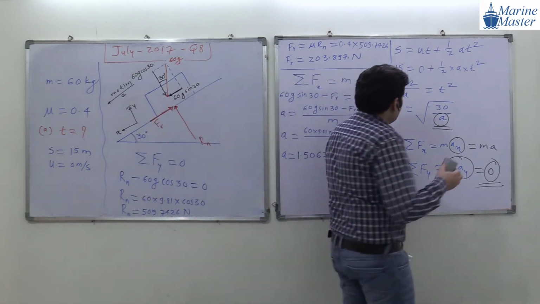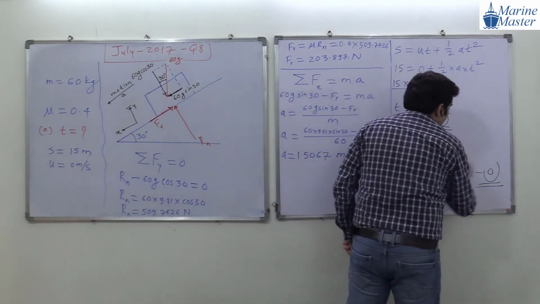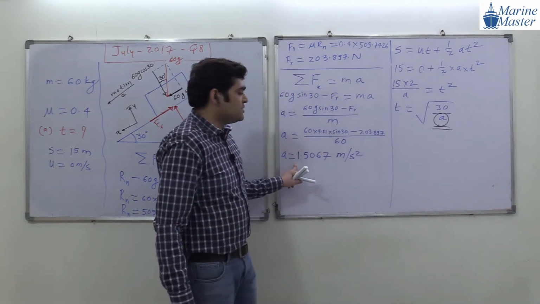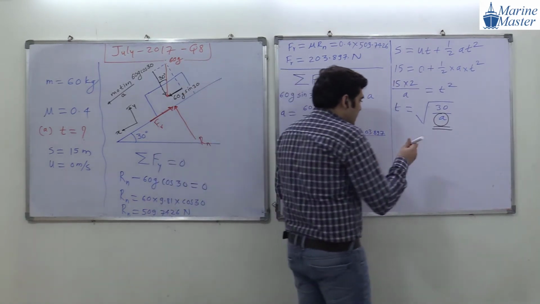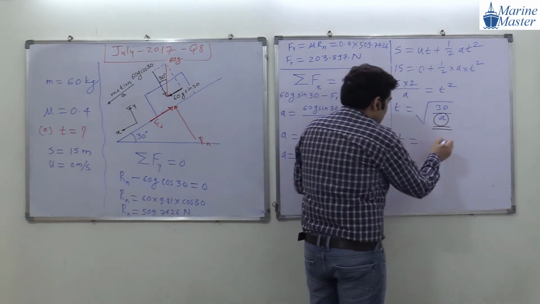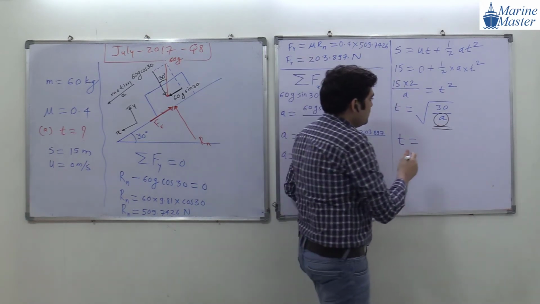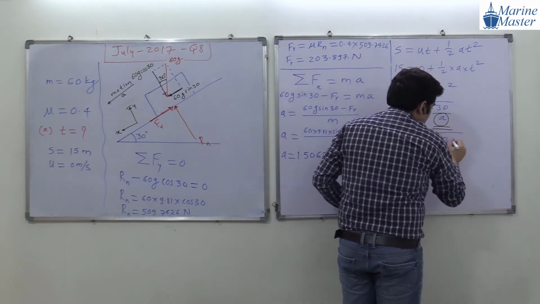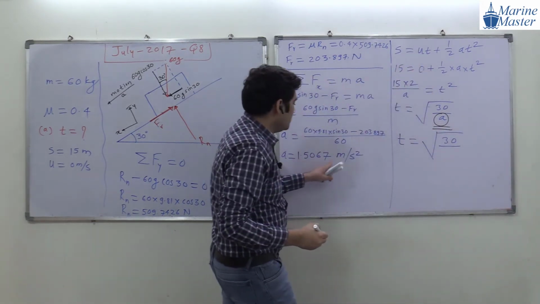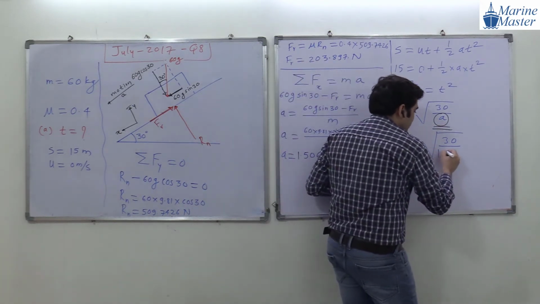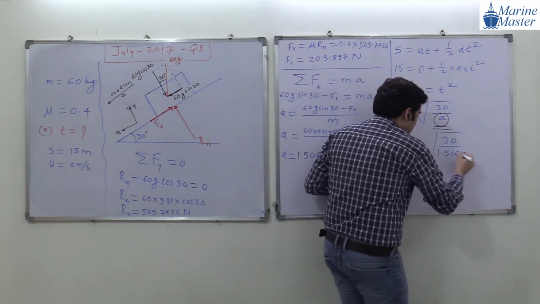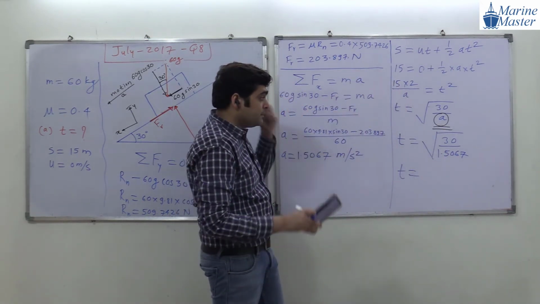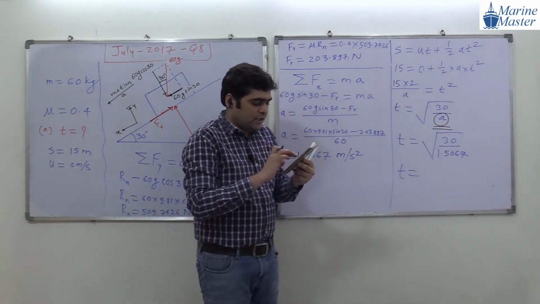Now, try to see what our target is. We have to find t. So how to get t? We got the acceleration, and then how to get t? Under root of 30 divided by acceleration, which is 1.5067. So please everyone do the calculation and tell me the value of time. Everyone please do the calculation.